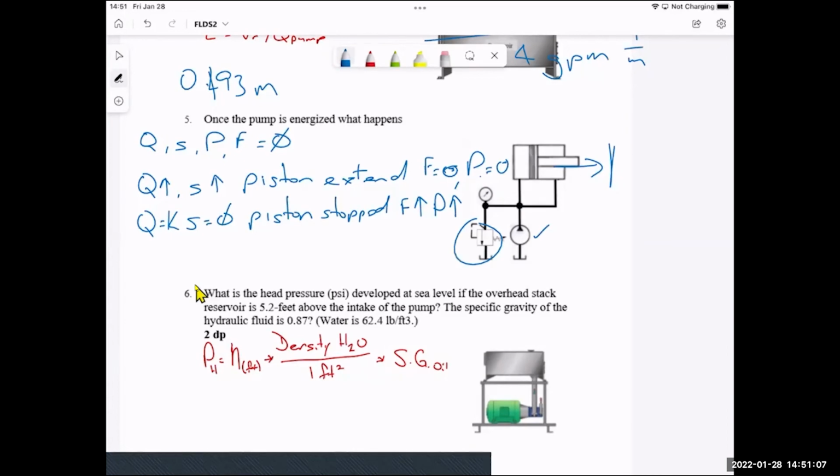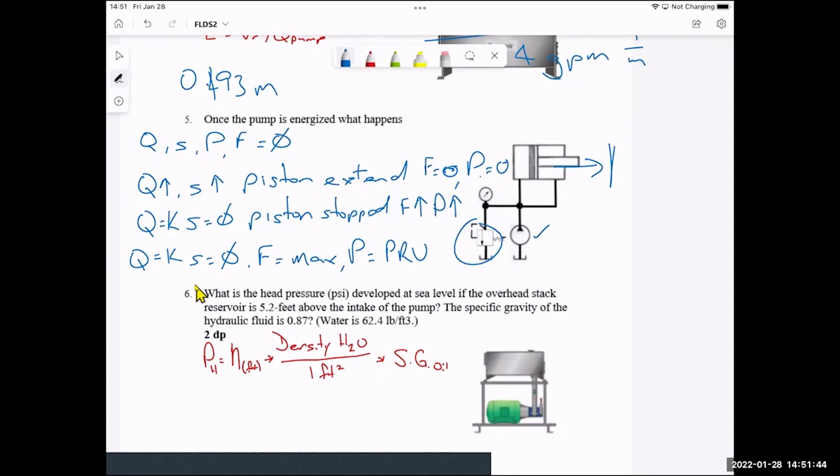Okay, so we get to static at the other end. That Q equals that constant value. The speed equals 0. The piston is stopped. Force equals a max. Pressure equals pressure relief valve setting. And that's what happens as that pump is energized. It goes through this series of steps from nothing to movement to the pressure relief valve kicking in.